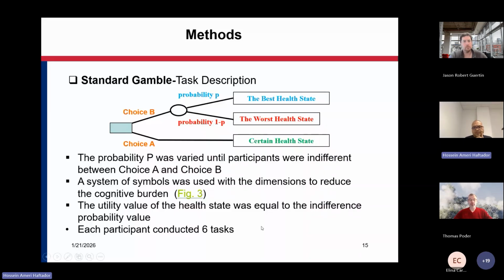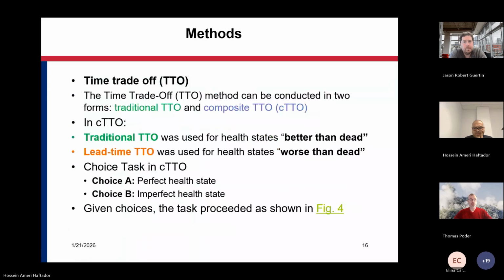Every participant completed 6 standard gamble tasks. TTO can be done in two forms: traditional time trade-off and composite time trade-off. Composite time trade-off is an updated version, and is better than traditional time trade-off. In composite time trade-off, for better than dead health states, we use traditional time trade-off, and for worse than dead, lead time trade-off was used.